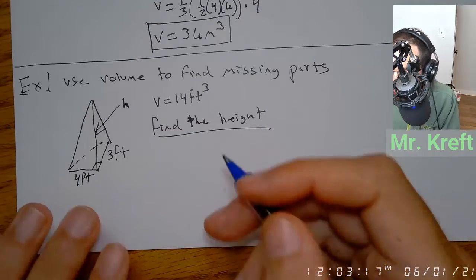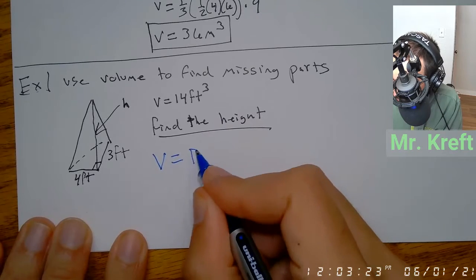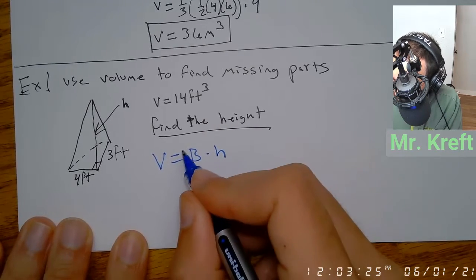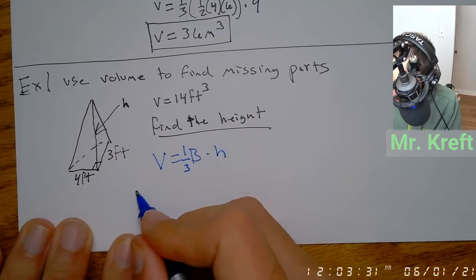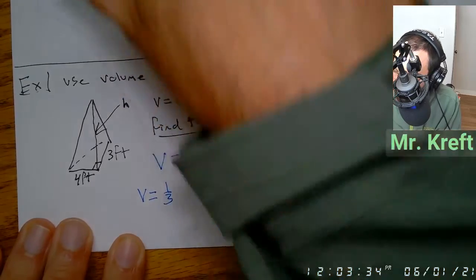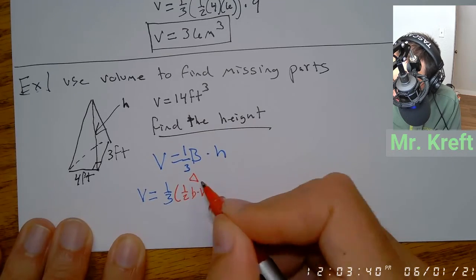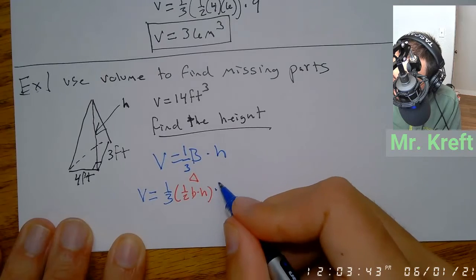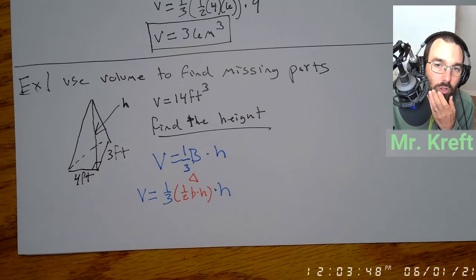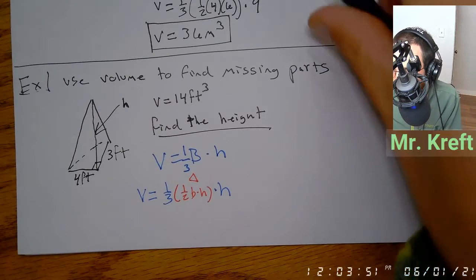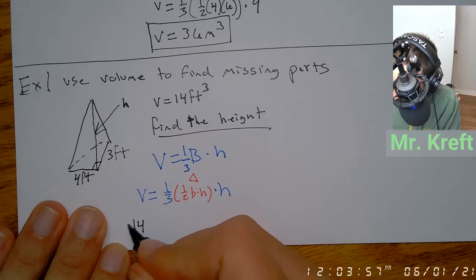Okay, so how do we do this? Well, to do this, we're going to start with the same thing. Okay, can you stab someone with this? Absolutely. So volume is area of the base times the height, and they're going to lose 1/3 of their blood, right? Because it's stabby. So I get volume equals 1/3. It's a triangle, so I'm going to have 1/2 base times height, and then the height. So what we're going to do, we're not solving for volume here. We know volume. So I'm going to go ahead and just plug in what I know. I know the volume is 14 feet cubed.